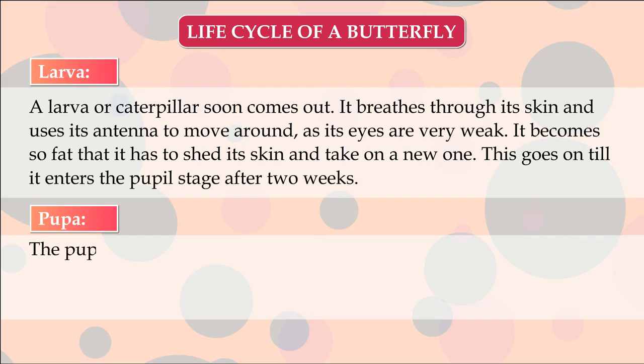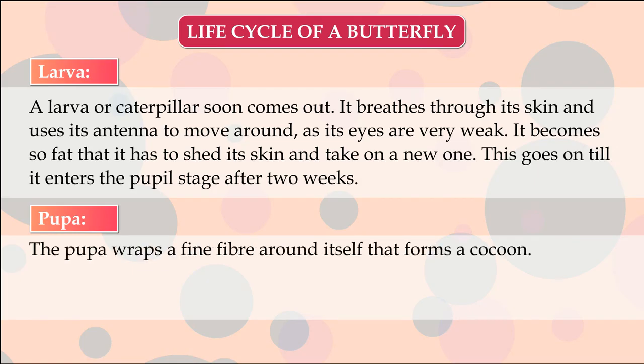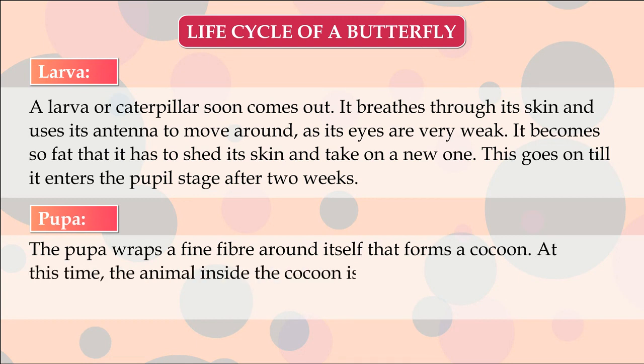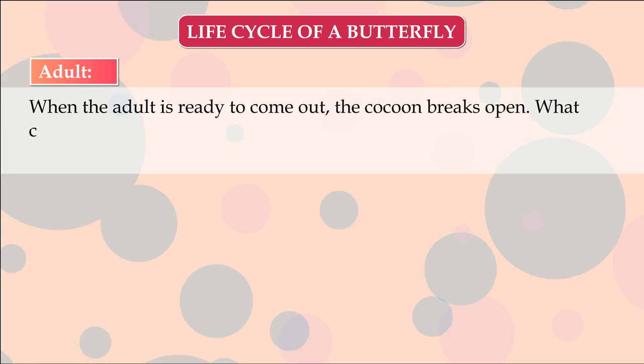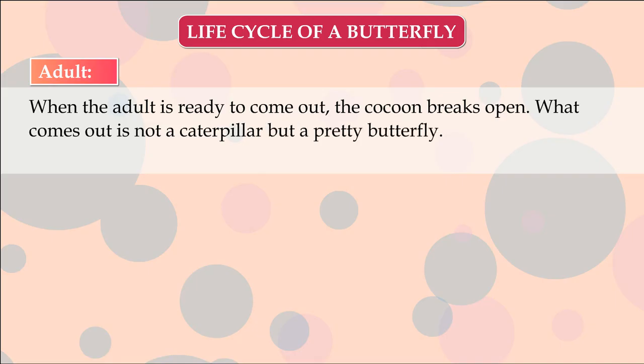Pupa. The pupa wraps a fine fiber around itself that forms a cocoon. At this time, the animal inside the cocoon is like a liquid. Every part of it gets rearranged. Adult. When the adult is ready to come out, the cocoon breaks open. What comes out is not a caterpillar, but a pretty butterfly.